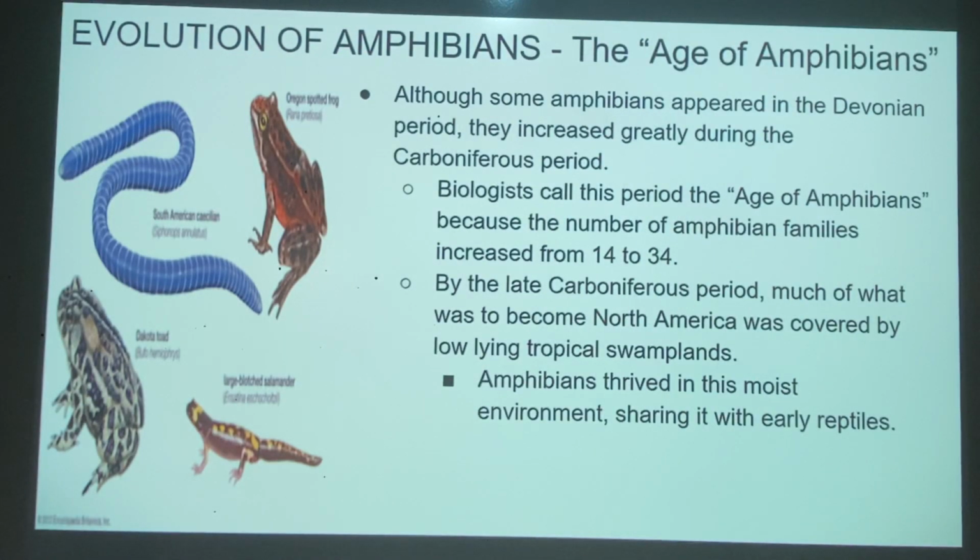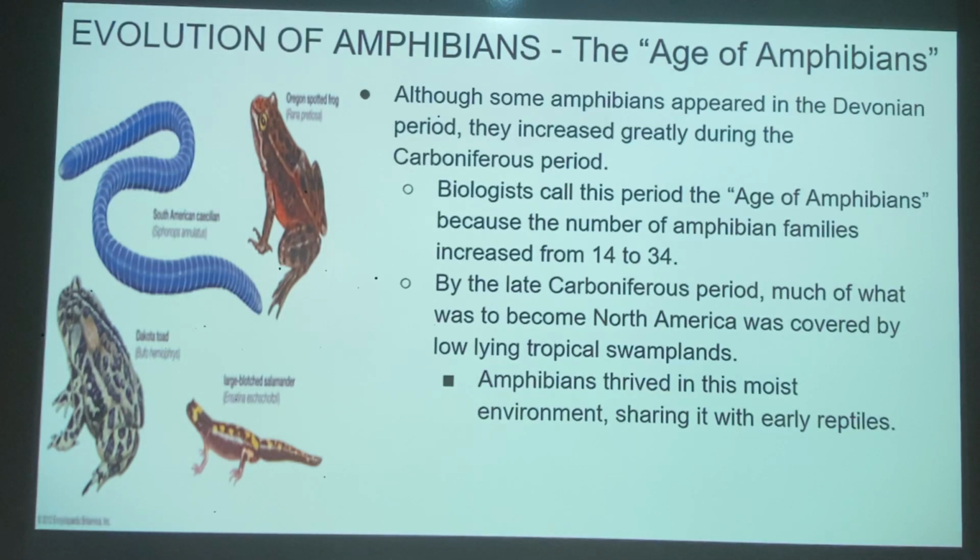Although some of the amphibians appeared during the Devonian period, they increased greatly during the Carboniferous period. Biologists actually call this period the age of the amphibians because the number of amphibian families increased from 14 to 34. So we're basically evolving 20 new species of amphibians.